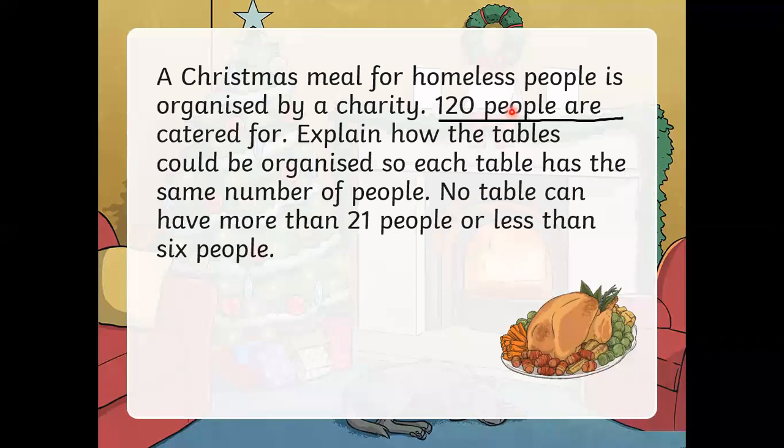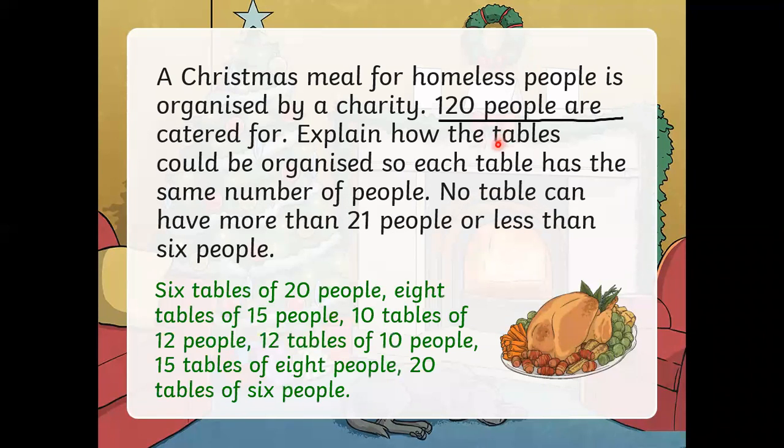So I think the explanation might be quite good here. So let's see the explanation straight away. 6 tables of 20 people, 8 tables of 15 people, 10 tables of 12 people, 12 tables of 10 people, 15 tables of 8 people, 20 tables of 6 people. So what you do here is you find the factor pairs of 120, and then you can determine how you can split up the people by having less than 21 people at a table and more than 6 people at each table.